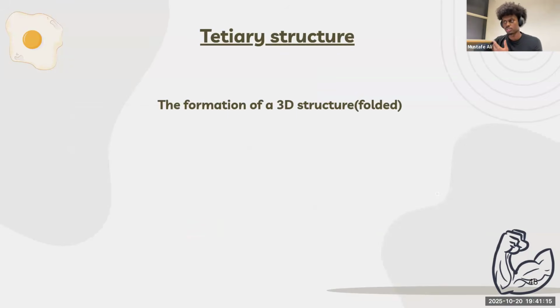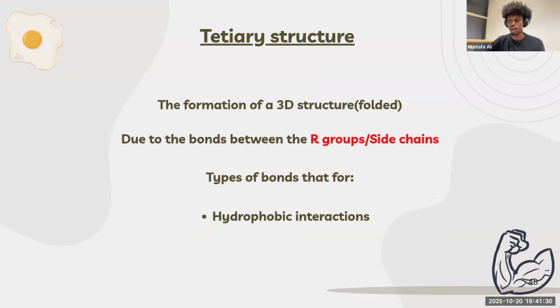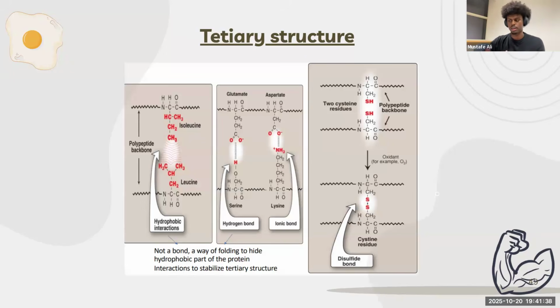So let's put this into words. Now, the tertiary structure is basically the formation of a 3D structure, which is folded. And this structure forms due to the bonds between the R groups or the side chains. Now, the types of bonds that form are hydrophobic interactions, ionic bonds, hydrogen bonds, and disulfide bonds. Now, this picture was provided by your lecturer. You could see here that hydrophobic interactions cause the peptides to get away from each other. The hydrogen bonds can form between hydrogen and oxygen present on different amino acids.